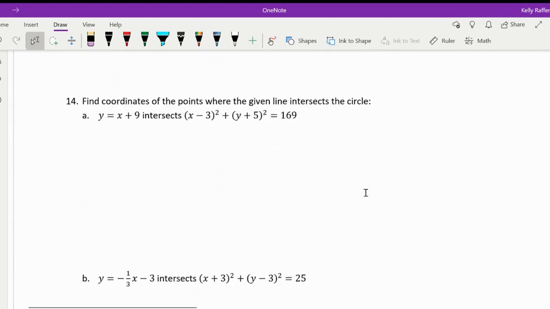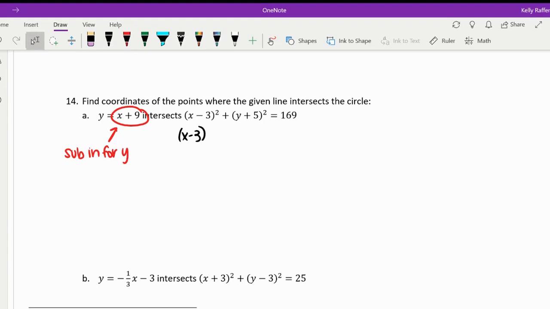I'm going to do number 14, a little reminder on this. I asked to find the coordinates of the points where the given line, y = x + 9, intersects this circle. Whenever we're trying to find the intersection of two equations, we usually take them and set them equal, right? Or really we're subbing one value into another equation. So I'm not going to solve for y to set these equal, but we do have what y equals, so I'm going to sub this in for y in my circle equation.